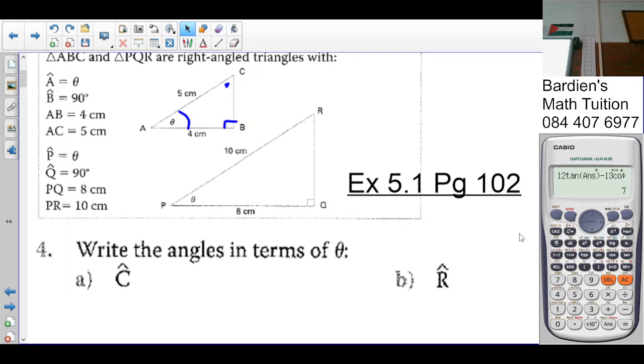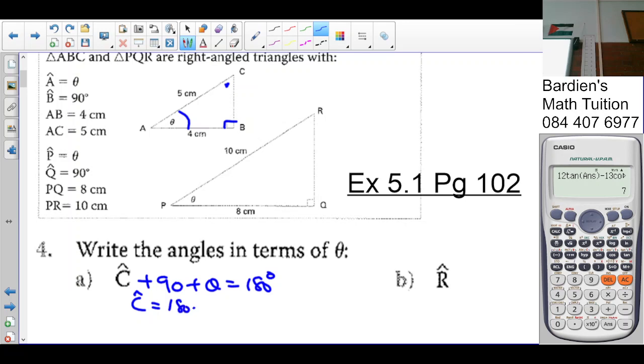So angle C is equal to what? It's going to be angle C plus 90 plus theta is equal to 180, sum of triangles. So angle C is equal to 180 minus 90 minus theta, which is 90 minus theta. Not so? Yes. Let's see what you get for R.